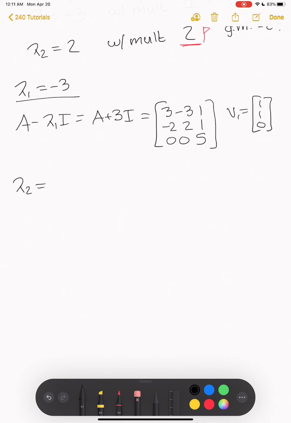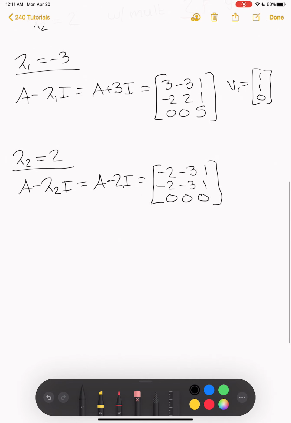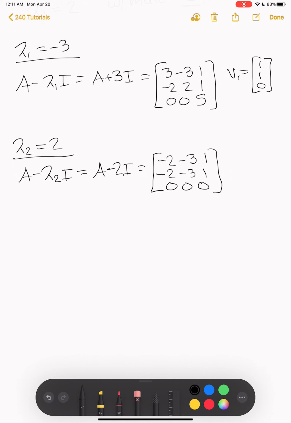And lambda 2 is equal to 2. So I have A minus lambda 2 I, which is A minus 2 times the identity, which gives me negative 2, negative 3, 1, negative 2, negative 3, 1, and then a row of zeros at the bottom. Okay, so remember, we need to be able to find 2 eigenvectors here, and they need to be linearly independent. So what I'm going to do, and what I'm going to get in the habit of doing, in fact, is checking the rank and nullity of this matrix here. So I don't even have to really row reduce, right? Because I know I have a row of zeros. So I know my nullity has to be at least 1.